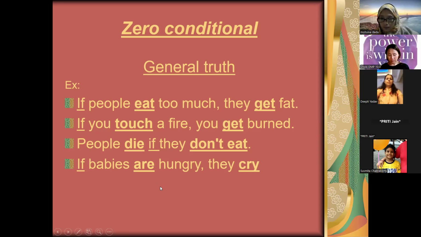Okay, Dipti. Now, zero conditional sentences for the general truth. If people eat too much, they get fat. If you touch a fire, you get burned.